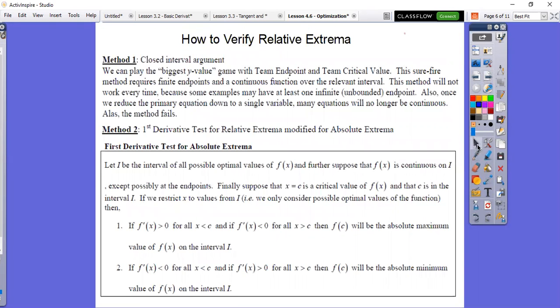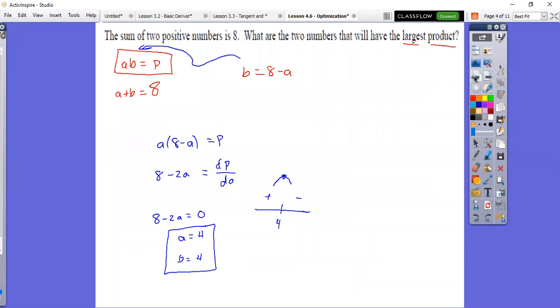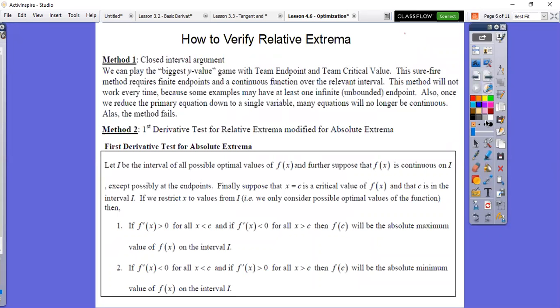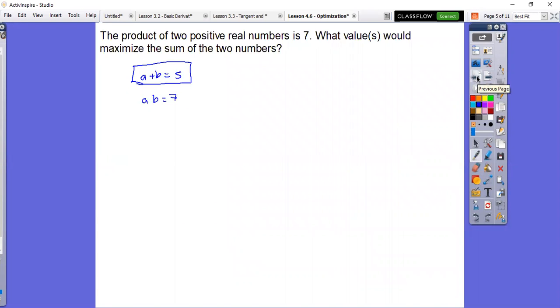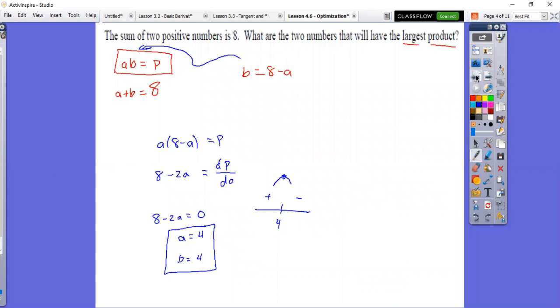So I talked about verifying relative extrema, and if you notice, we've already verified a couple relative extrema, but I'm going to give you the words for the 3 methods. So the first one is biggest value. This only works if you have a closed interval. And actually in this case, we had a closed interval between 0 and 7 because this is positive real numbers. Here we had a closed interval.